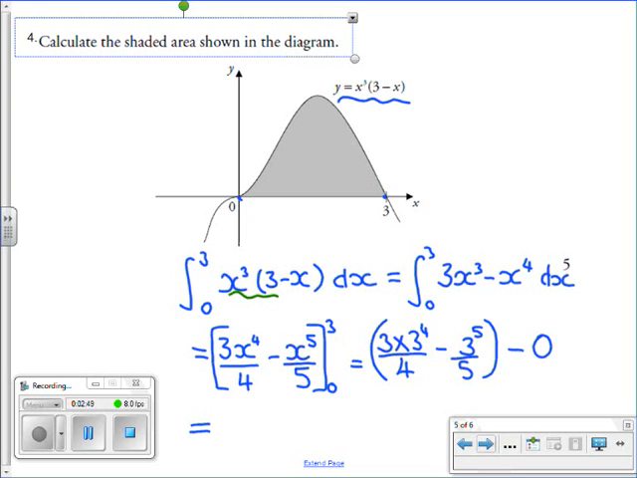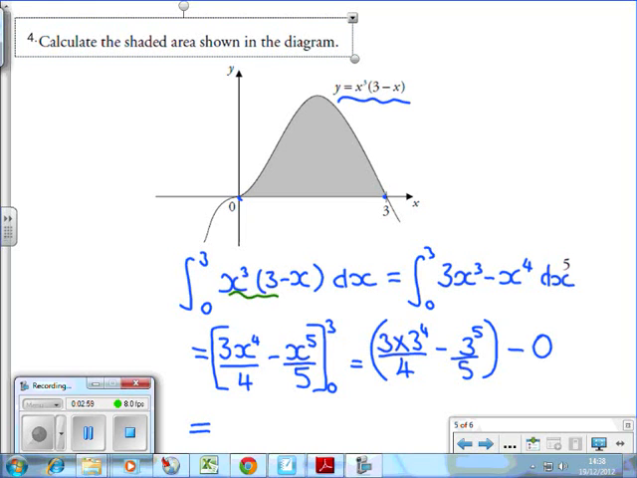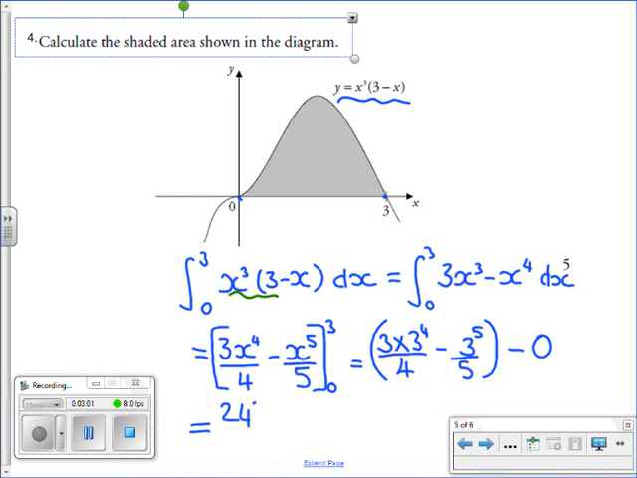Now, in a NAB you do have a calculator available. I wouldn't advise taking the whole thing in the calculator at the moment. Just look at the tops and bottoms of the fractions so you can still leave your answer as a fraction rather than a decimal. So 3 times 3 to the power of 4 is actually 3 to the power of 5, which is 243. So we've got 243 quarters. Take away 243 fifths.